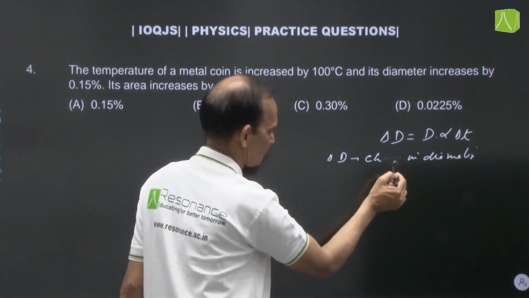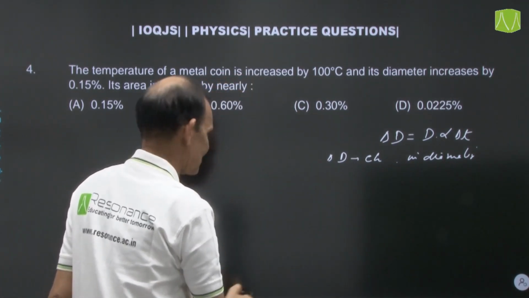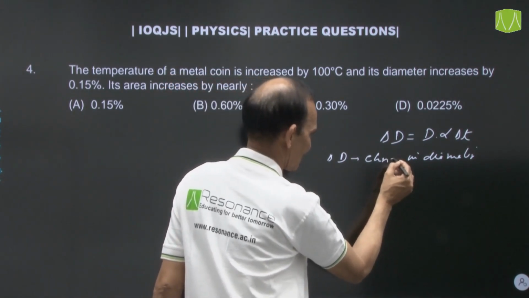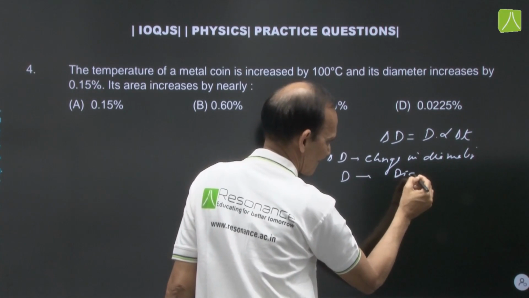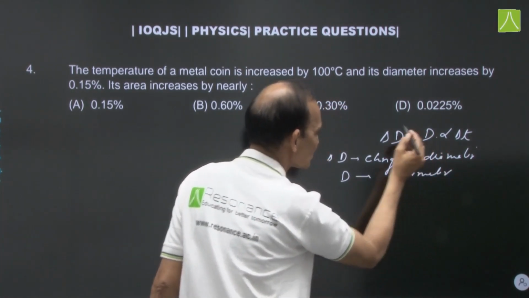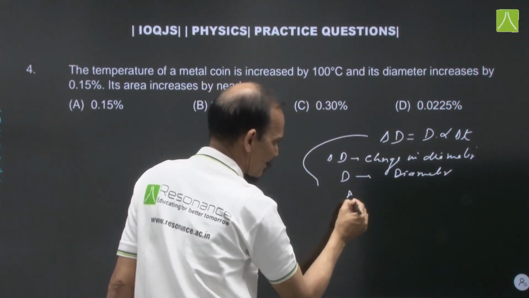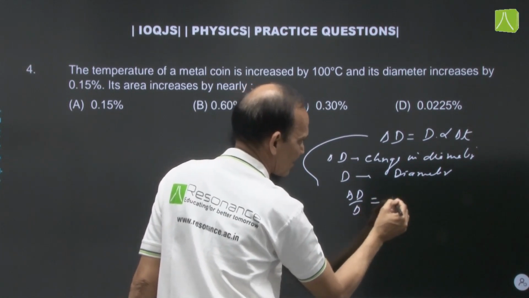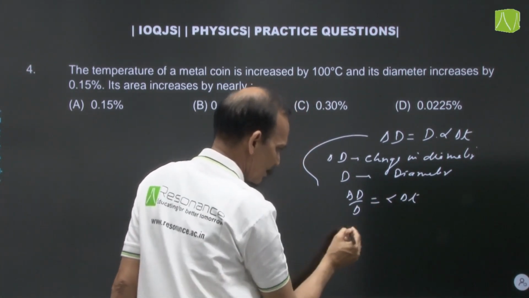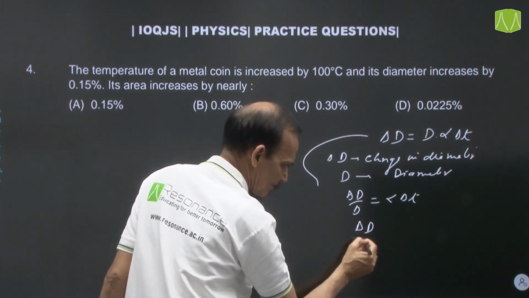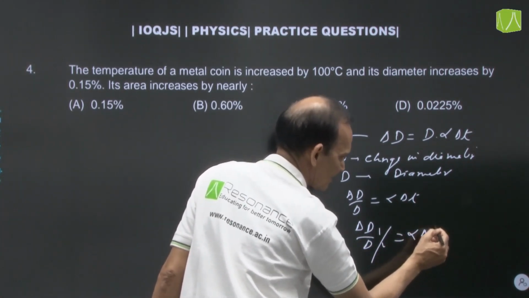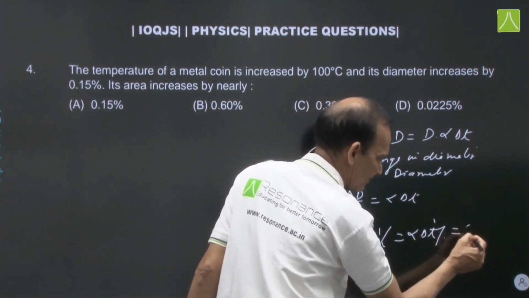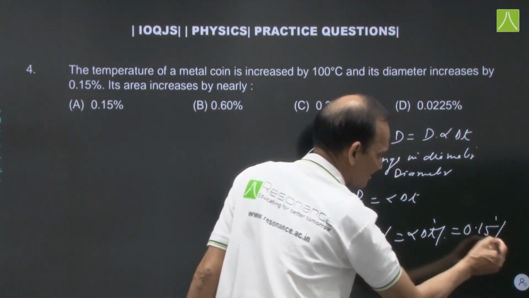That is, delta D is the change in diameter, D is the diameter. So we can write from here delta D divided by D is equal to alpha delta T. If we find delta D upon D in percent, that is equal to alpha delta T percent, which will be equal to the given 0.15%.